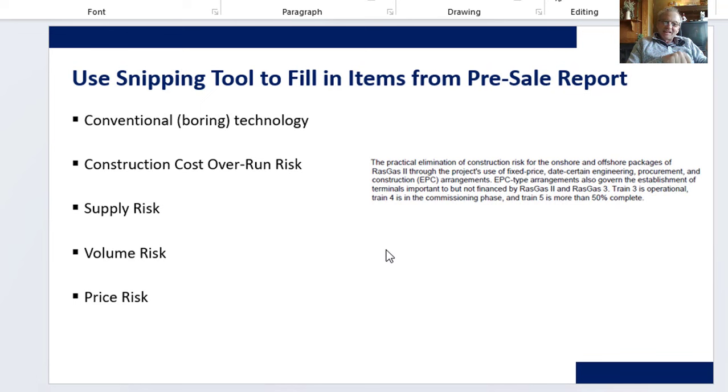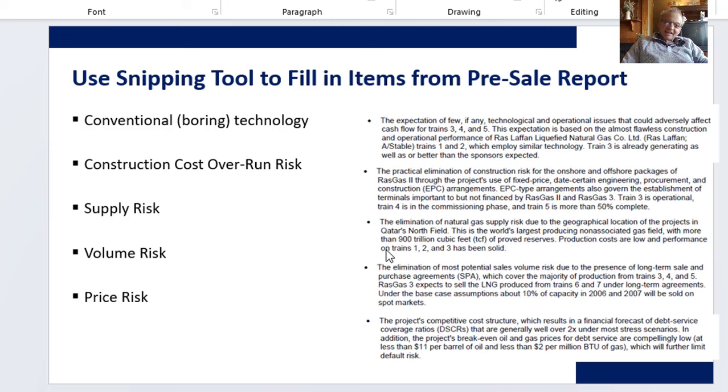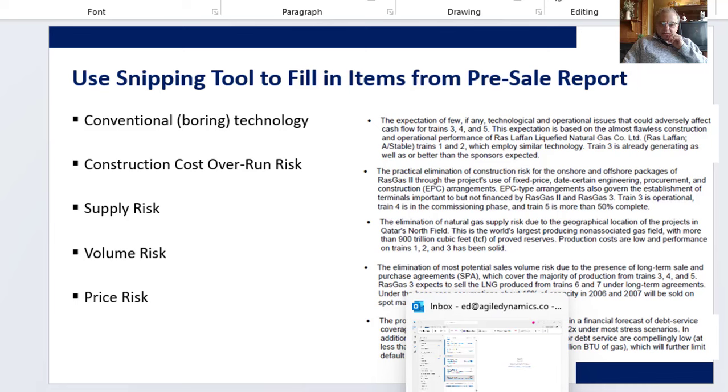But maybe we'll take just a couple of minutes and do this, because then I fill these in and they say, well, it's boring technologies. There's no operational risk. We talk about the construction overrun risk being mitigated by date certain and fixed priced EPC contracts. We talk about the supply risk, which we just talked about, being eliminated. The volume risk, which is the contracts for the first project, at least with Korea and Japan, and then the price risk. This is the one I almost want to really find.